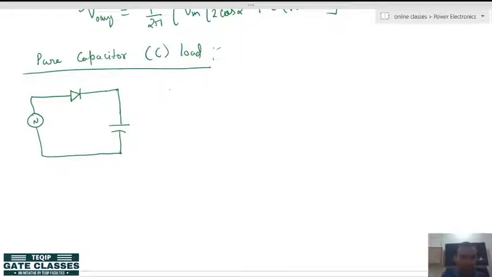for pure capacitor load, again let us mark this plus minus load voltage, and this is my reference load current, this is diode voltage, diode current, source voltage and source current. So, let us draw its waveform here.